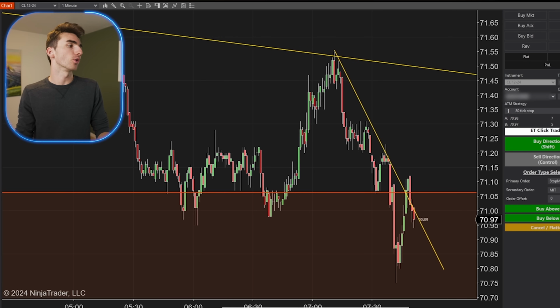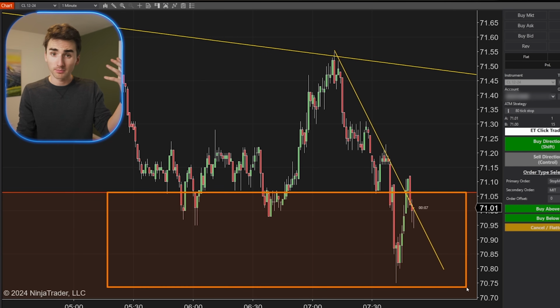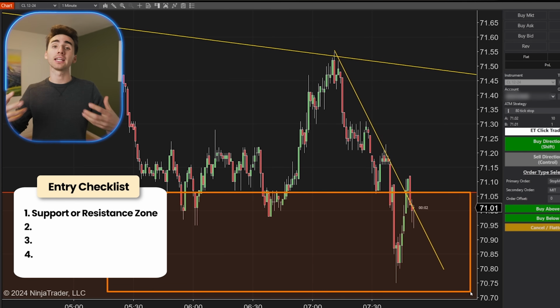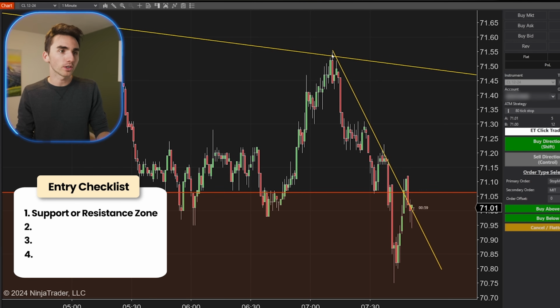Generally what I look for with that is I look for the market to come down to a big support zone, which gives me that context that it's likely going to bounce there. And then I look for that current downtrend to be broken.